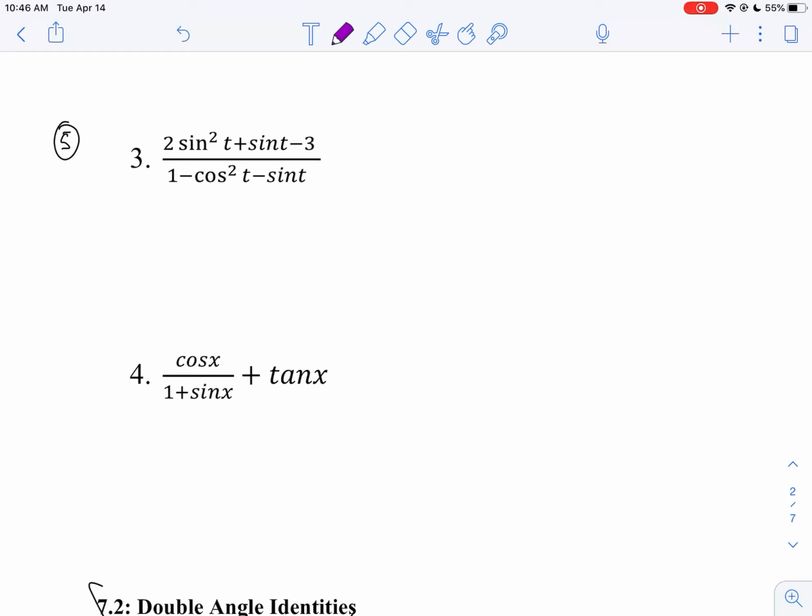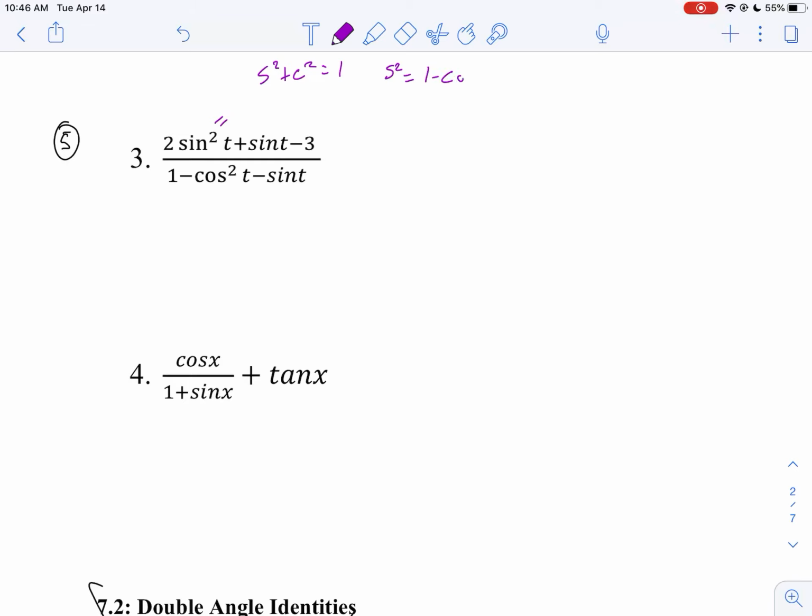All right, we're going to take a look at a couple more examples. These get a little bit more fun, or tricky maybe, if you prefer. This first one, I'm seeing, okay, it's already in terms of sine and cosine. I'm seeing a Pythagorean identity.